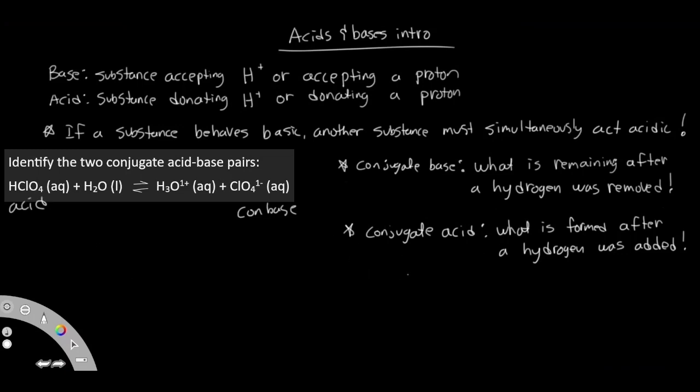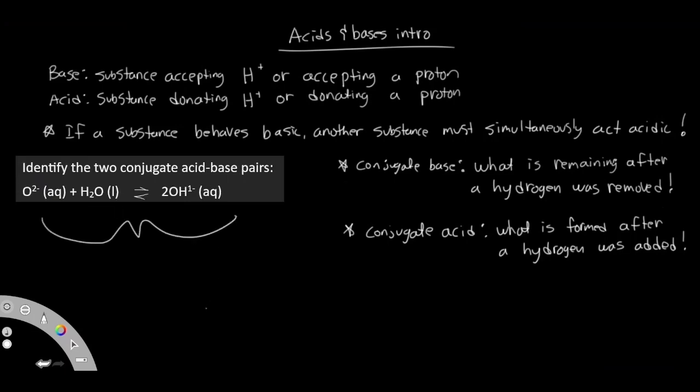What is the conjugate acid? It is what is formed after a hydrogen was added. The hydrogen was here, as you can see, and got added over there. So this is obviously the conjugate acid in accordance with its base. Before I show you how to do this one here, can you please take a minute or two and try this on your own, because it may be a little bit tricky, maybe a little bit confusing, before I break it down for you.